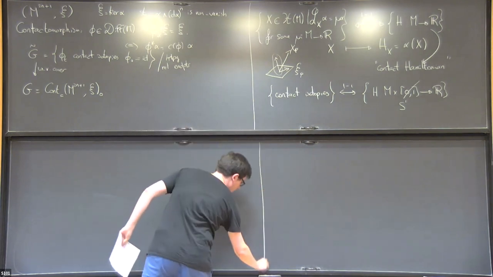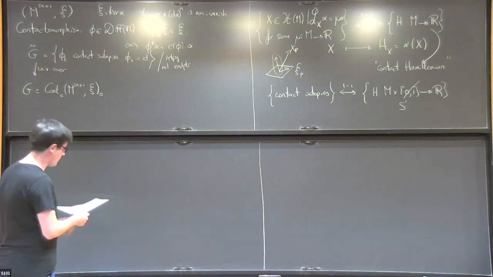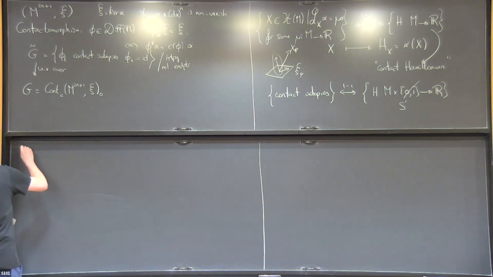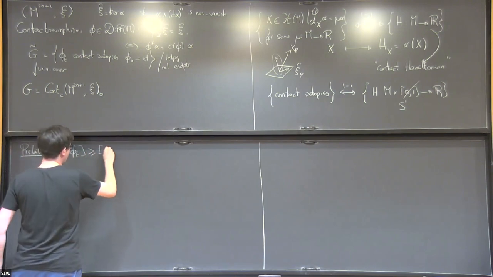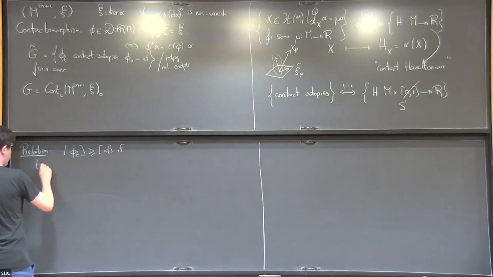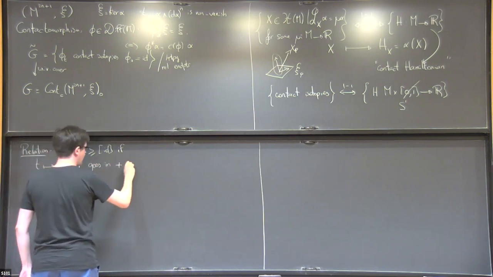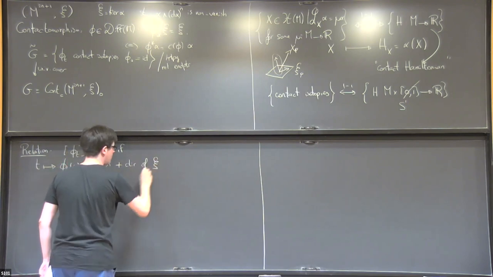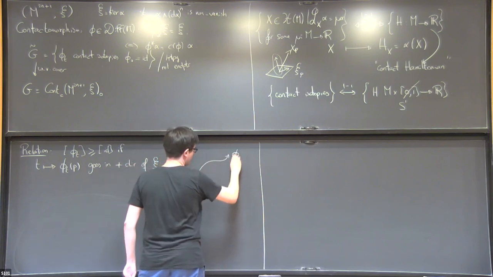So I want to define a relation on this universal cover here that will want to be an order, and sometimes it will be, sometimes not. And I will explain this. So here is a relation. We say that some contact isotopy phi_t is larger or equal to the identity if the function that maps t to the image at time t of a point p goes in the positive direction of xi. So what this means is that you have some point p, it moves along with our isotopy, gets to phi_t of p.